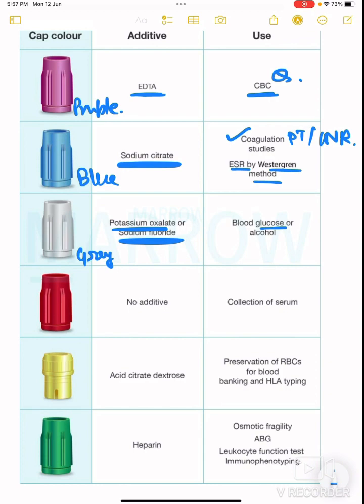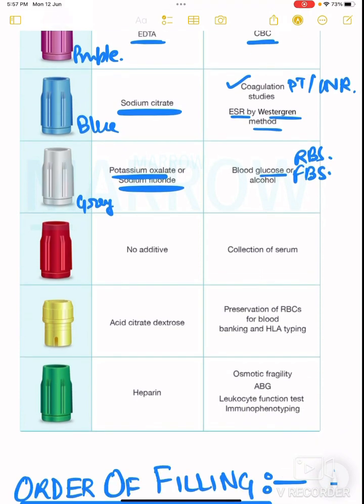Now, why is sodium fluoride added when we want to check the blood glucose level? For example, you want to check RBS or fasting blood sugar levels, then you will use the gray vial because gray vials contain fluoride and fluoride is an inhibitor of the TCA cycle. Also, it inhibits the glycolytic reaction in the last step. So the glucose present inside the blood will not be utilized by glycolysis and hence glucose will be preserved in this vial. That's why we use the gray vial for RBS and FBS and other blood sugar levels.